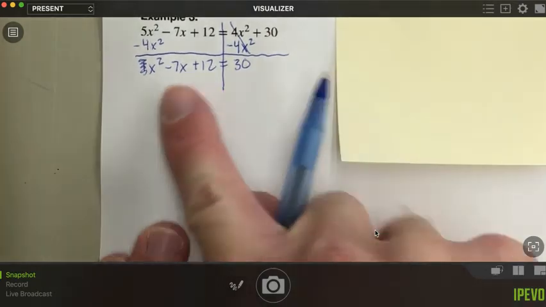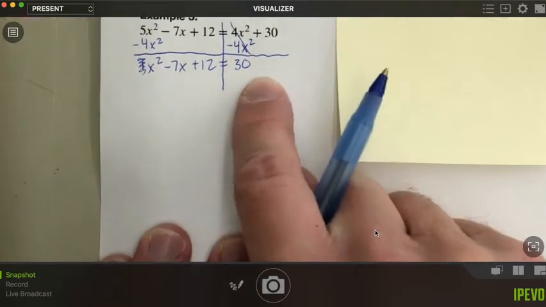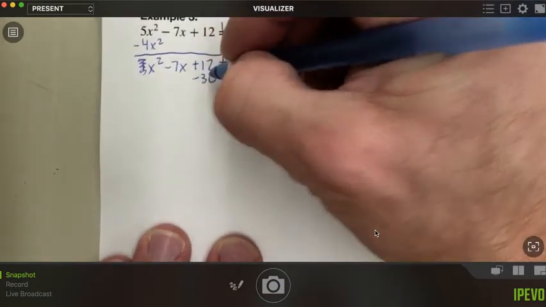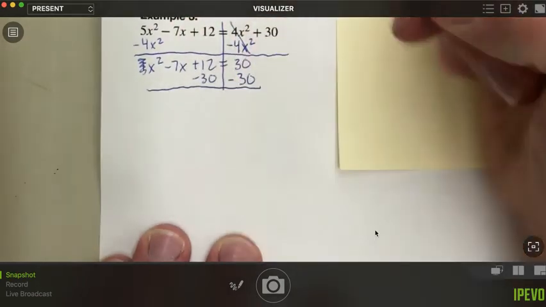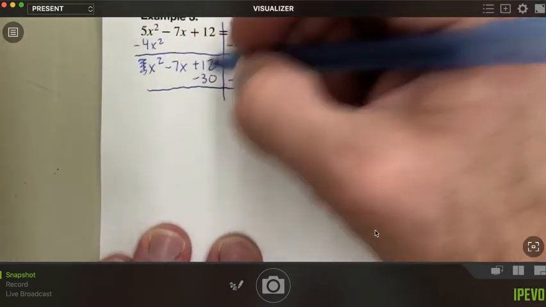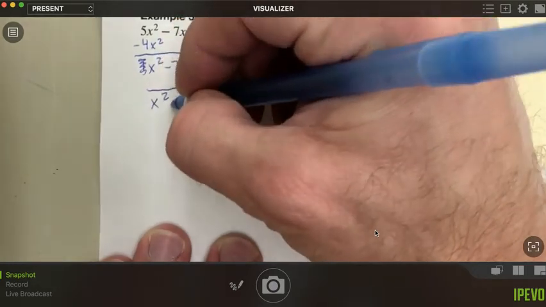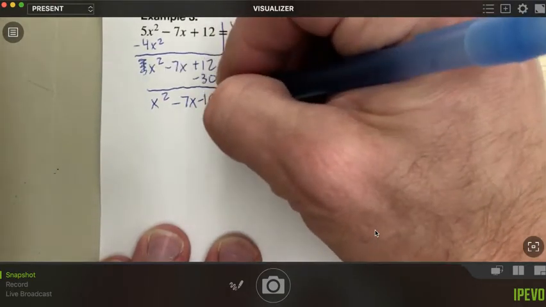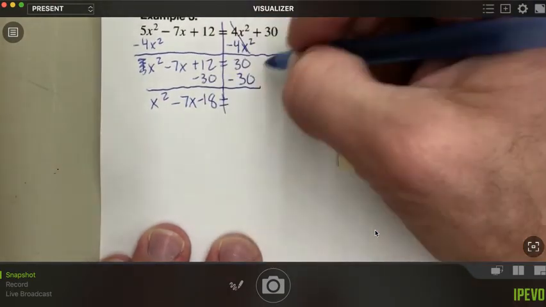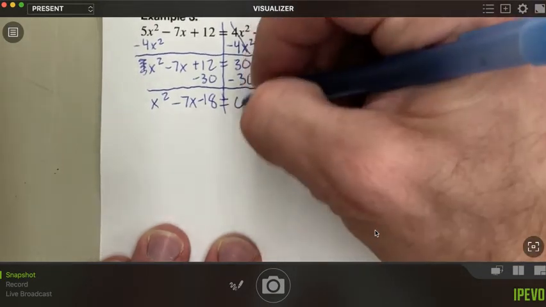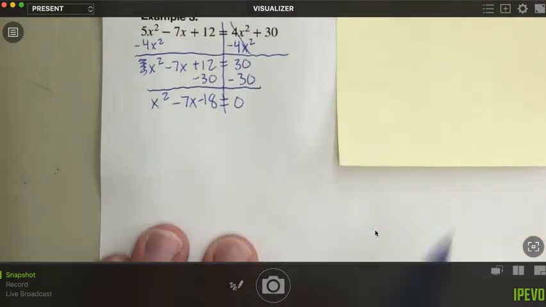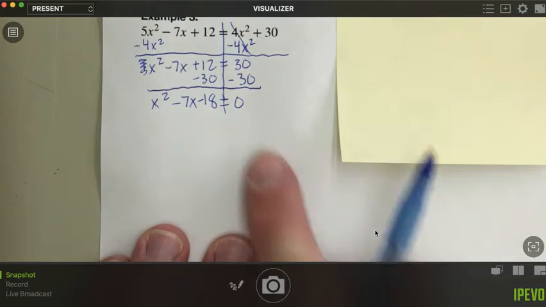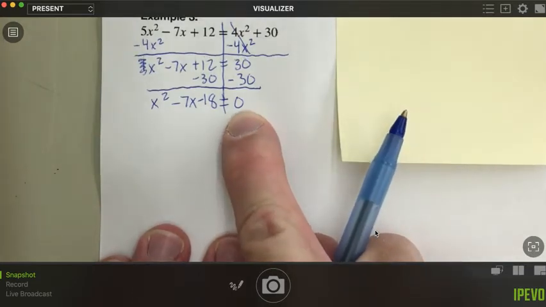But still not equal to 0. It's closer. Now it equals 30, but I want it to be equal to 0. So since it's a positive 30, let's take away 30 from both sides. That's going to get me x squared minus 7x. And now I have positive 12 minus 30, that'll be negative 18, equals, well, 30 minus 30 is now 0. So now I have something equal to 0, and now I can start solving. This is critical to make our multiplication property work.